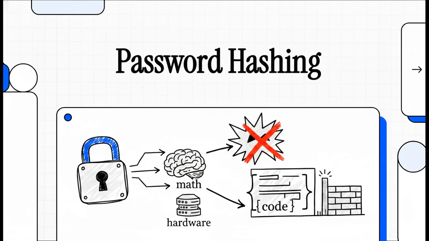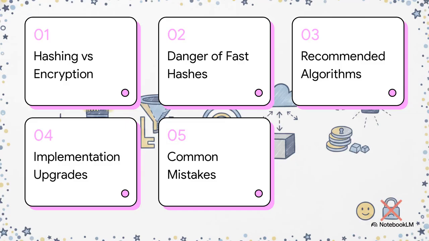We're going to look at the math, the hardware, and the exact lines of code you need to keep attackers entirely locked out. Here's our roadmap for today. We'll quickly cover hashing versus standard encryption, look at the danger of fast hashes, evaluate the 4 recommended algorithms, tackle implementation and safe upgrades, and finally wrap up with avoiding common hashing mistakes. Let's get right into it.